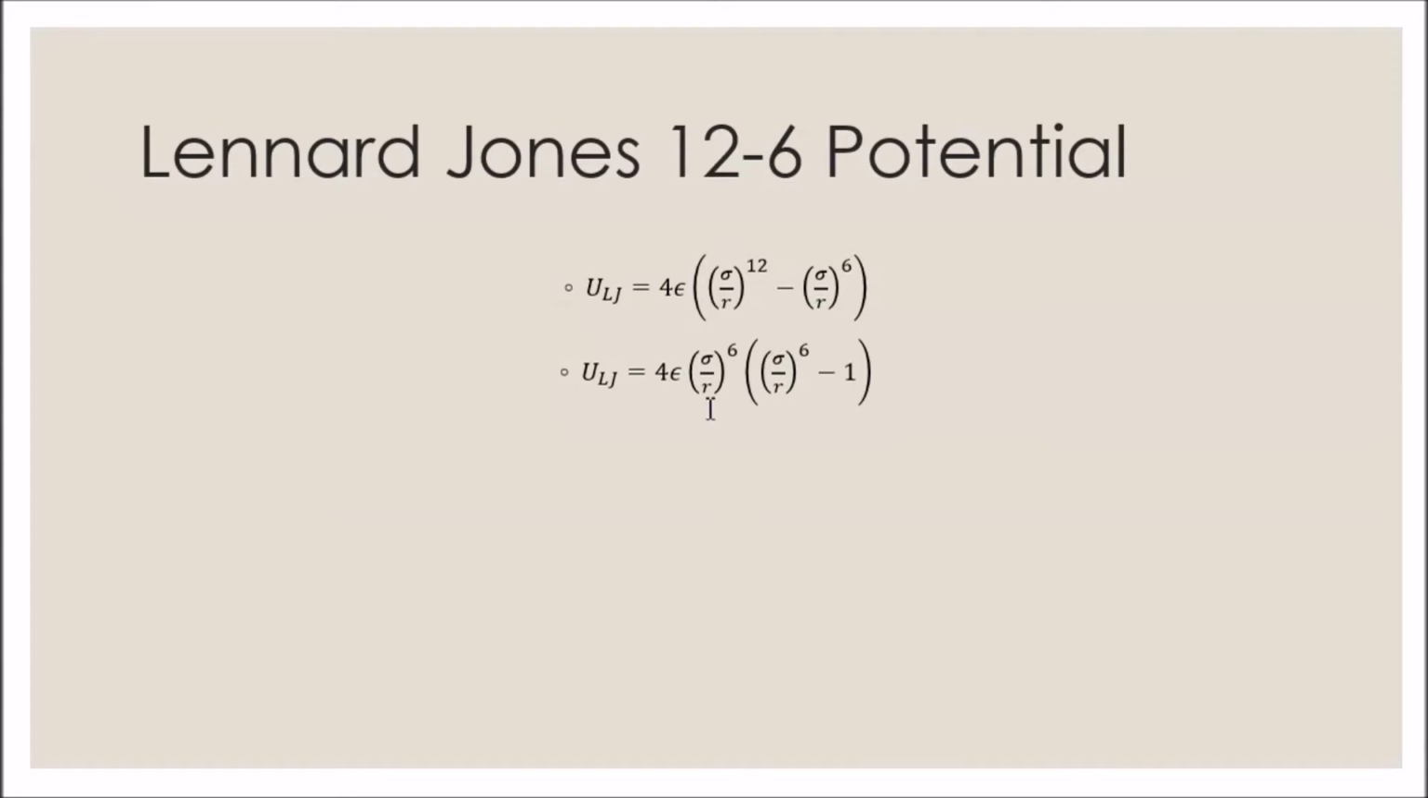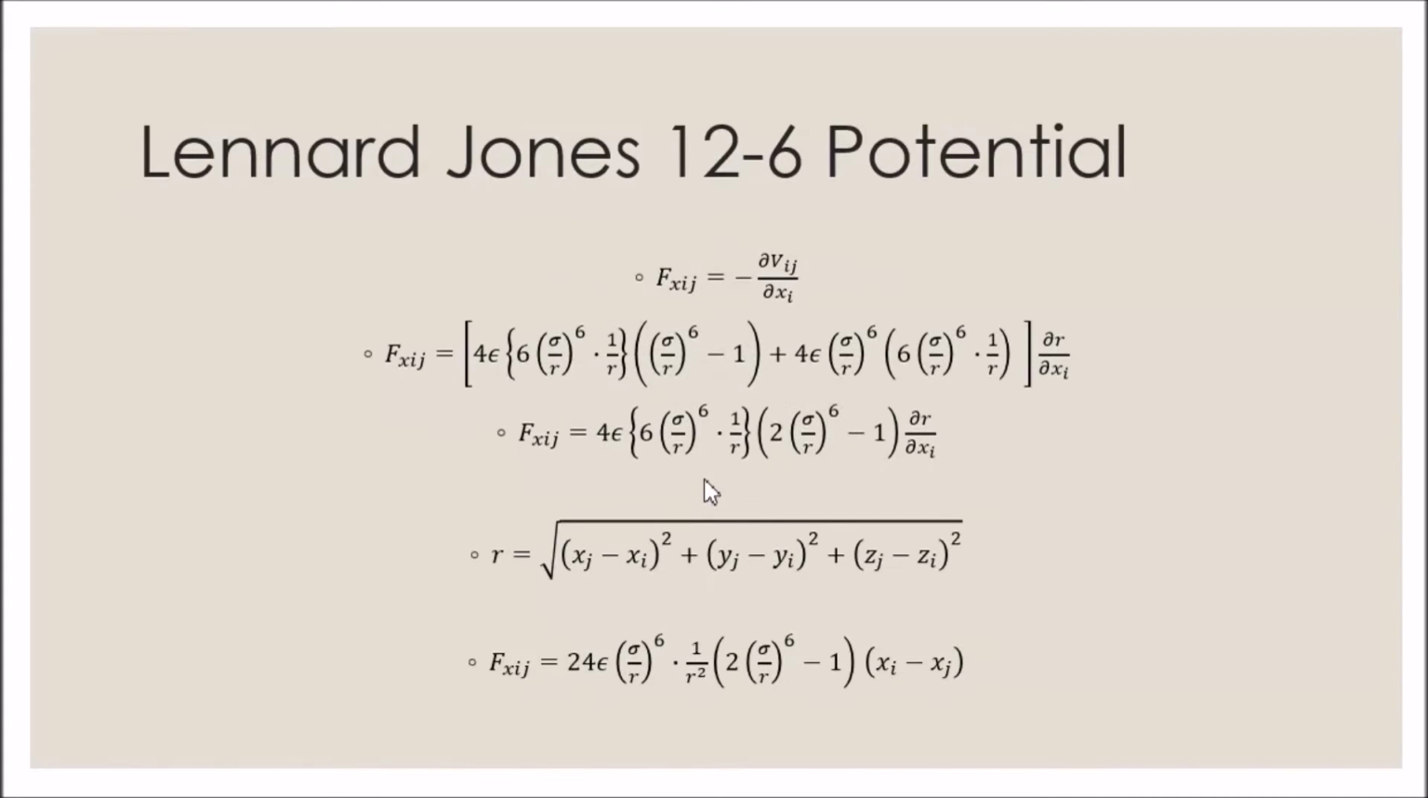So basically we rewrite this so that we have to multiply less, we have to divide less, and so on. To find the force, we just take the partial derivative of potential energy with respect to the position of the particle on which we are evaluating the force. We get an expression such as this, and then when we use the expression of r and do the partial derivative of r with respect to xi, we end up with a simple expression such as this.